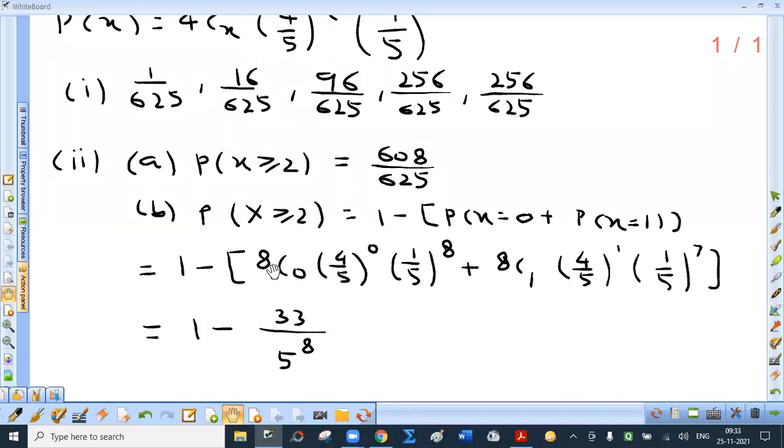Why? Because here number of Bernoulli's trial is 8. So what is P of x equal to 0? It is 8C0 4 upon 5 raised to 0 into 1 upon 5 raised to 8 plus what is P of 1? 8C1 4 upon 5 raised to 1 into 1 upon 5 raised to 7. So what is the final answer? Final answer is 1 minus 33 upon 5 raised to 8.